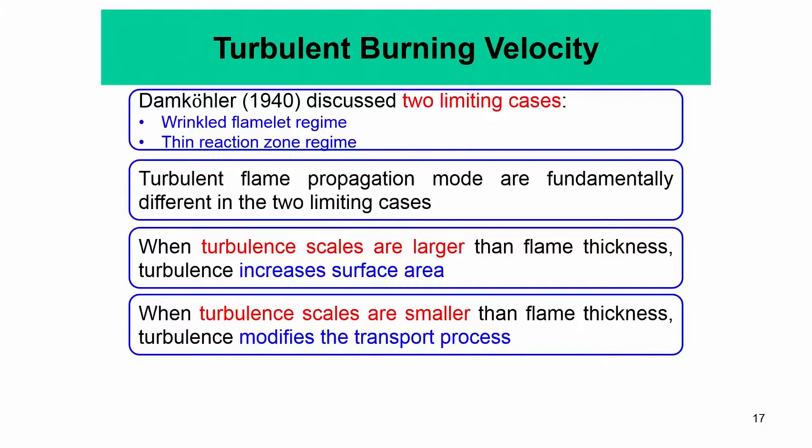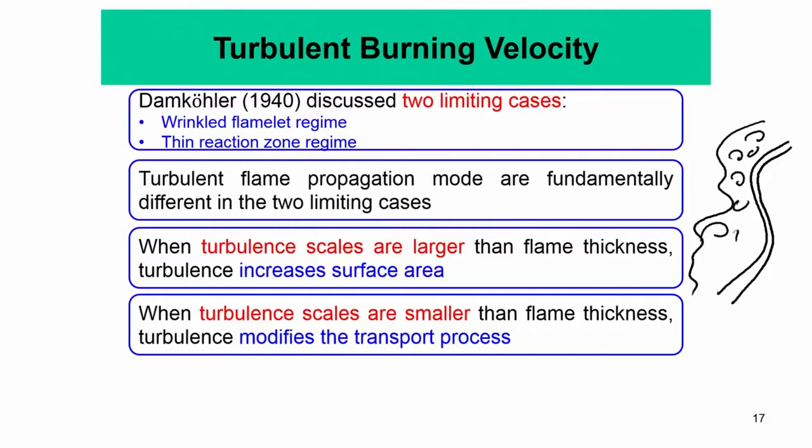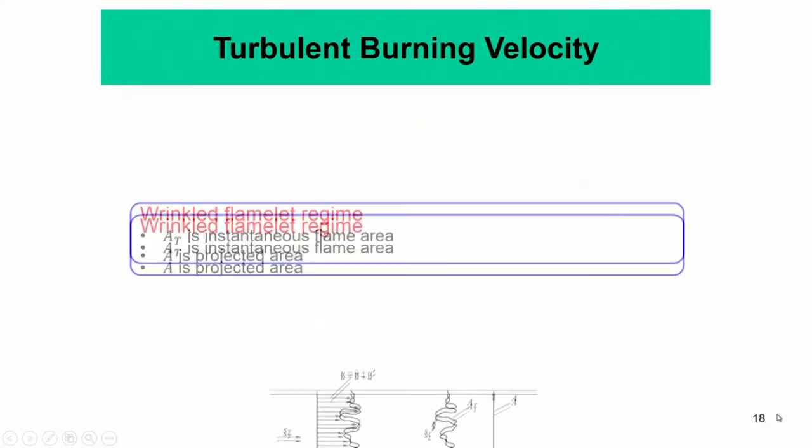So in the preheat zone structure, if this is now the distorted preheat zone, the distorted flame shape in the thin reaction zone regime, let me just draw it. So this is the preheat zone structure, where now you have eddies of different sizes distorting it. These eddies can create turbulent diffusion inside the flame structure.